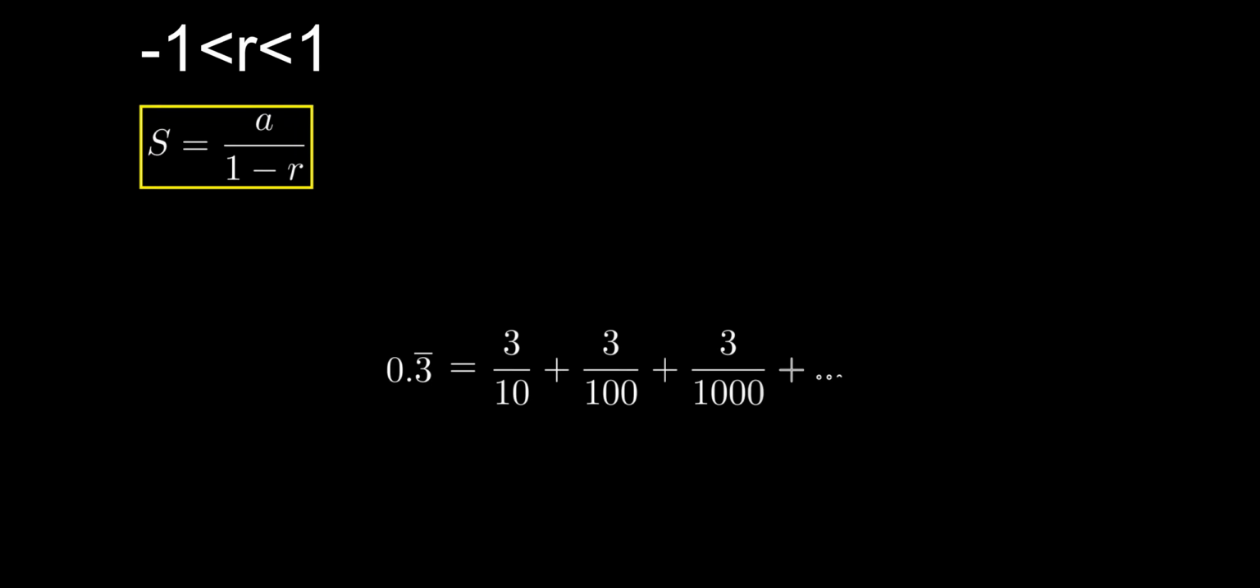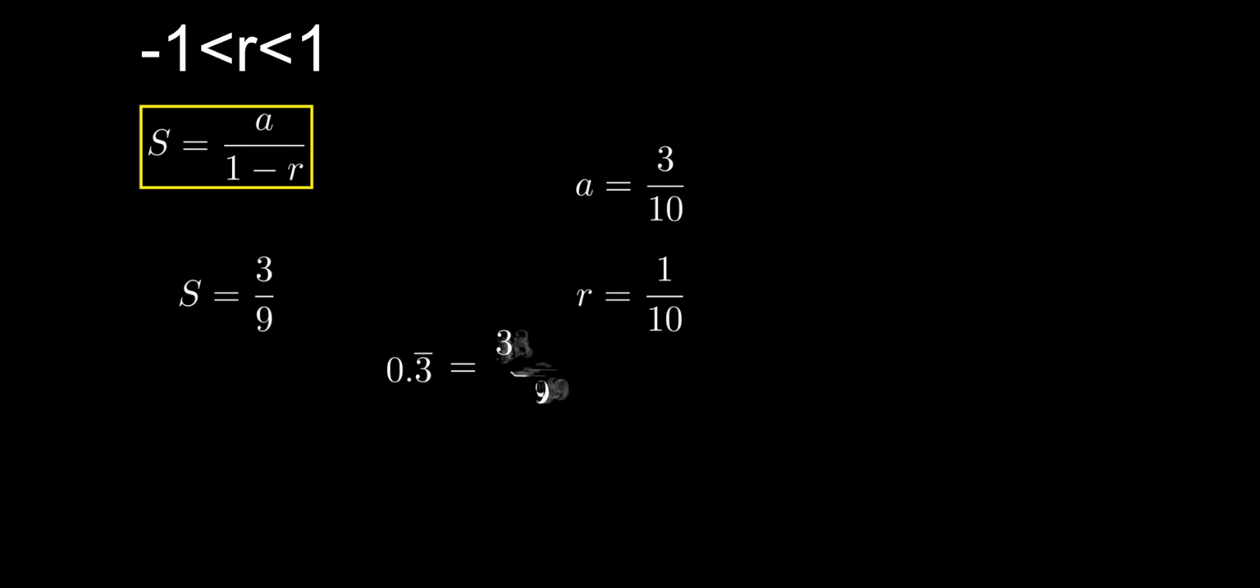And to find it, we would need to use the formula s equals a over 1 minus r, where a is the first term and r is the common ratio. The first term in this case is 3 over 10, and 1 over 10 is the common ratio. Plugging it in, we would get 3 over 10 over 1 minus 1 over 10, which simplifies to 3 over 9. So, 0.3 repeated equals 3 over 9.